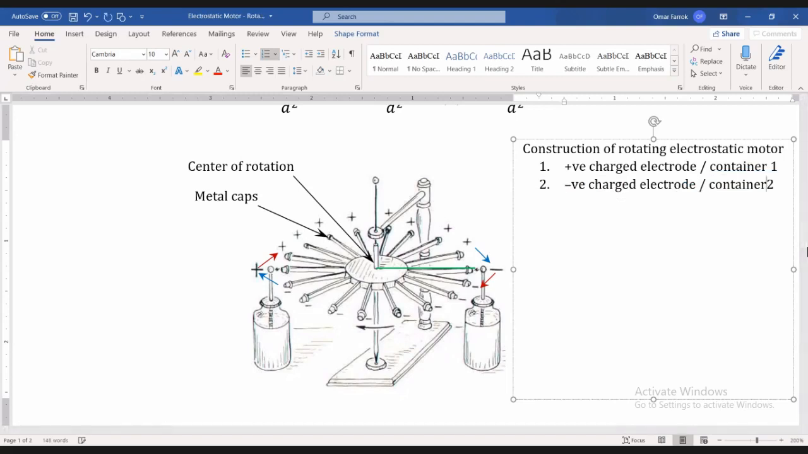As per the principle of electrostatic charge, it requires a container to produce positive and negative charge, because you know that the working principle of static charge is totally different from that of moving charge.